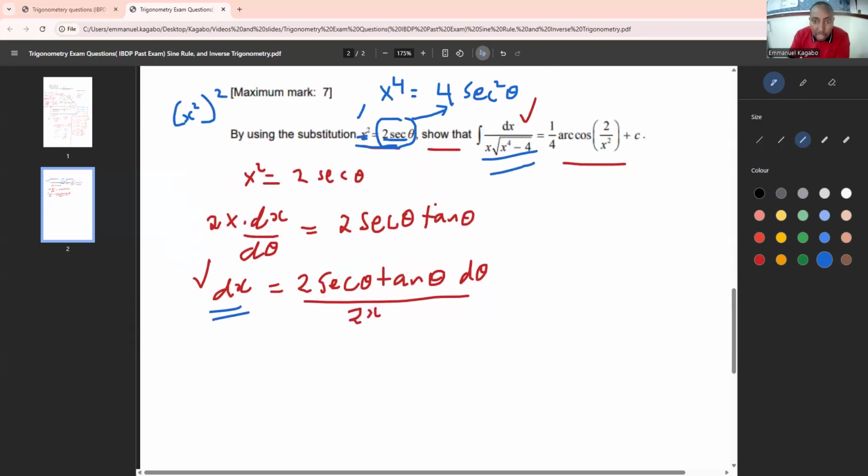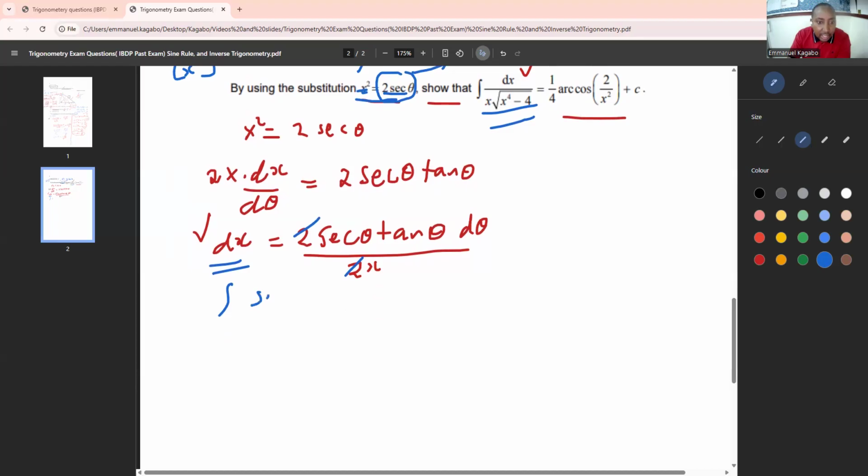Very good. Let me substitute in my formula and then you see what happens next. dx is this: 2 sec theta tan theta d theta over 2x. By the way, here I would have simplified first, so I don't have the 2 anymore. I can simplify this one and this. So what do I get? I get sec theta tan theta d theta, over x.